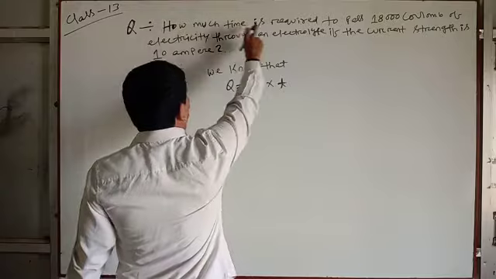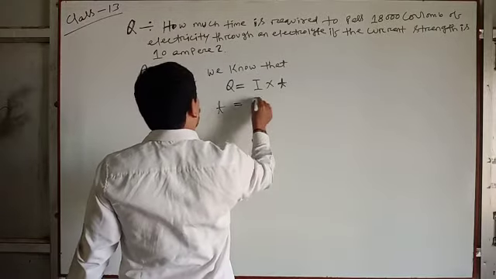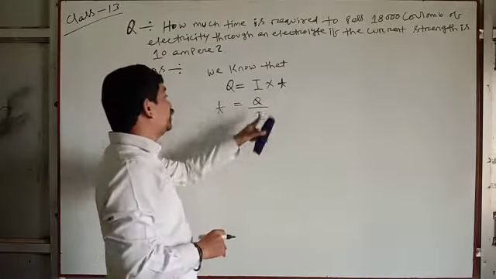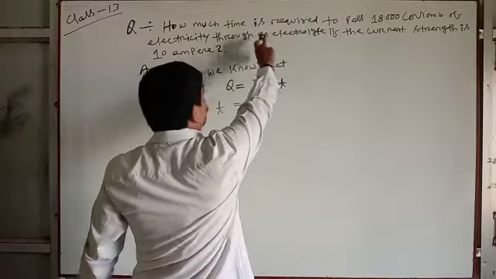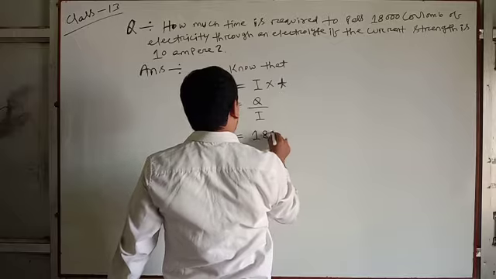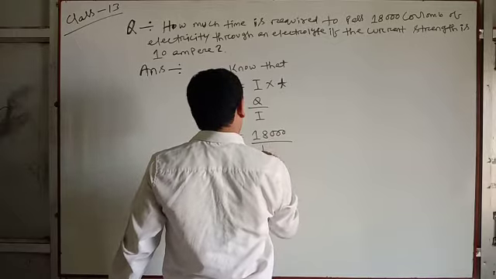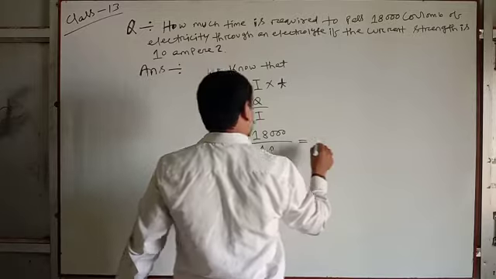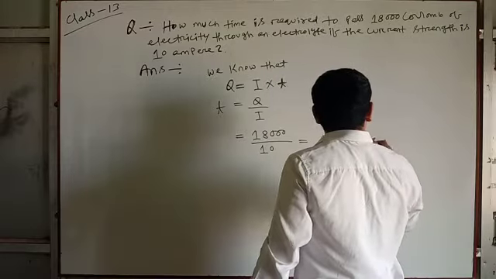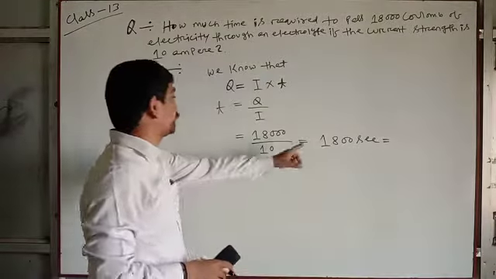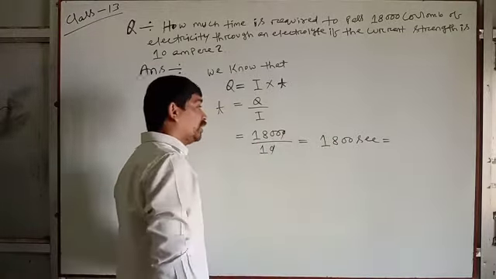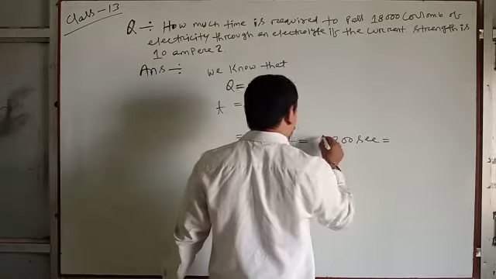We have to figure out how much time is required. So T equals Q by I. T equals how much? Q by I. Q is given as 18,000 by 10. So this will be 1800 second. This cancels. So 1800 second.